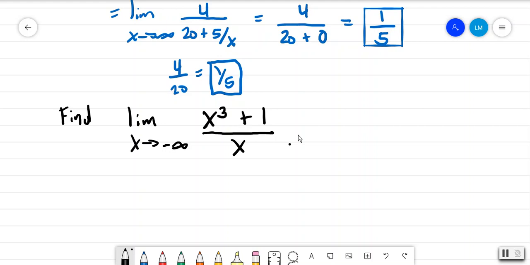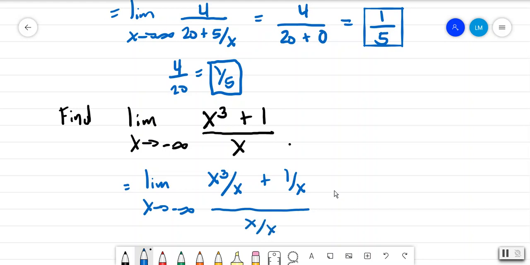What we will have to do for this one is divide by the highest degree in the bottom. That's going to give us the limit as x approaches negative infinity of x cubed over x plus 1 over x, divided by x over x. This gives me the limit as x approaches negative infinity of x squared plus 1 over x, divided by 1.